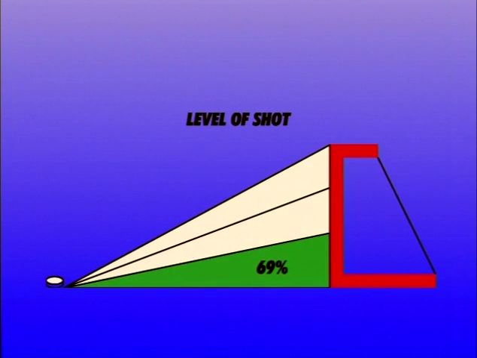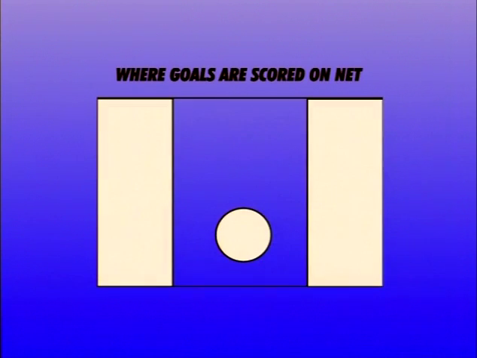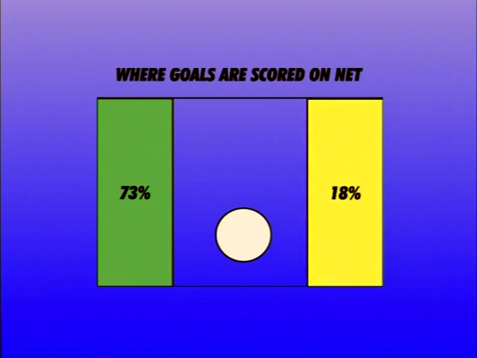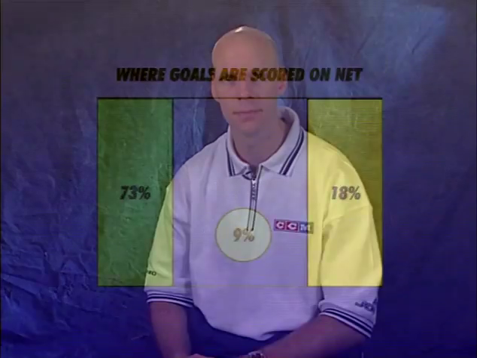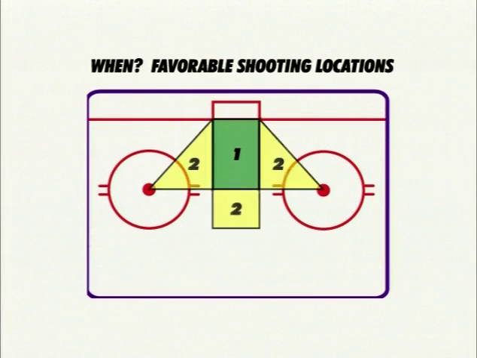69% of goals are scored from below the knee and 21% from above the shoulders, while only 10% are scored between the knees and the shoulders. When we look at where goals are scored, we find that 73% of all goals are scored on the stick side, 18% are scored on the glove side, and 9% are scored between the legs. When to shoot? Here's a chart of favorable shooting locations.